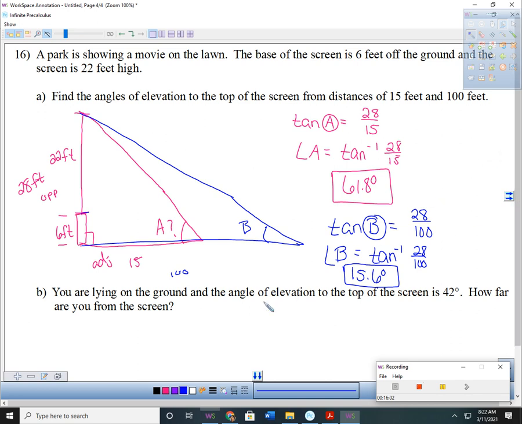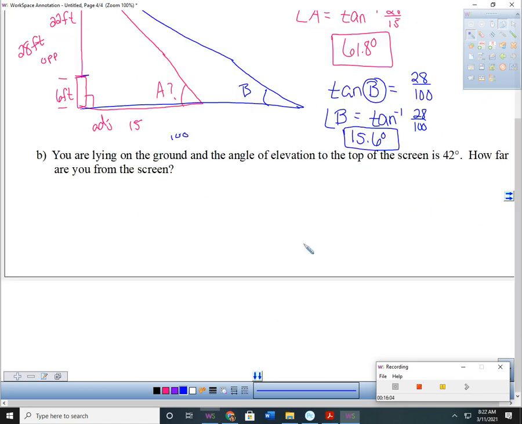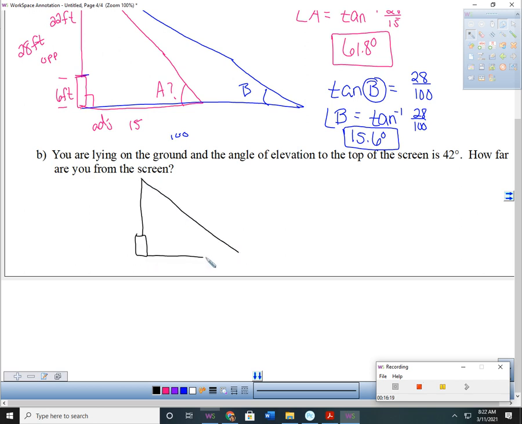Okay, you're lying on the ground, and the angle of elevation to the top of the screen is 42 degrees. So again, you have your screen and the thing it's sitting on. And you're laying on the ground, but this time they're telling you that the angle of elevation is 42 degrees. How far are you from the screen? That would be this distance. This is still the same height. We're still 28 feet from the ground.